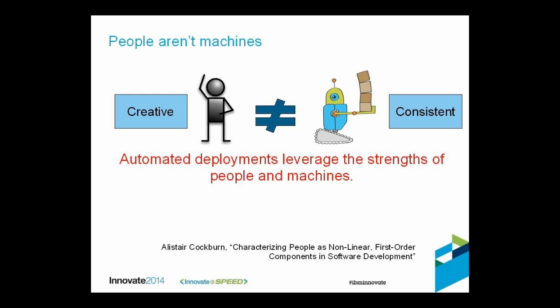That's the goal, right? And I would recommend the paper I've cited down at the bottom by Alistair Coburn, characterizing people as nonlinear first-order components in software development. One, that's a hilarious title. But two, that's free on his website. It's a really good read talking about what people are good at and bad at and how that impacts delivery of software. All right.